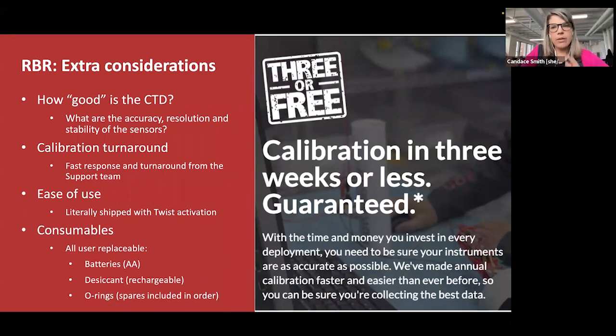And the consumables, those are the pieces that you probably have to change, or at least check, every time you go in the field. There are 3 consumables on an RBR CTD: the batteries, which are actually AA batteries; the desiccant, which is the thing that soaks up the moisture, like the little silica packets you get if you buy a new bag or a new purse; and the O-rings, which are included with the order. The spare ones are. So these are all user replaceable. You can buy the AA batteries anywhere. The desiccant is rechargeable, so you can bring it back to life yourself. And the O-rings, you can always order more if need be.